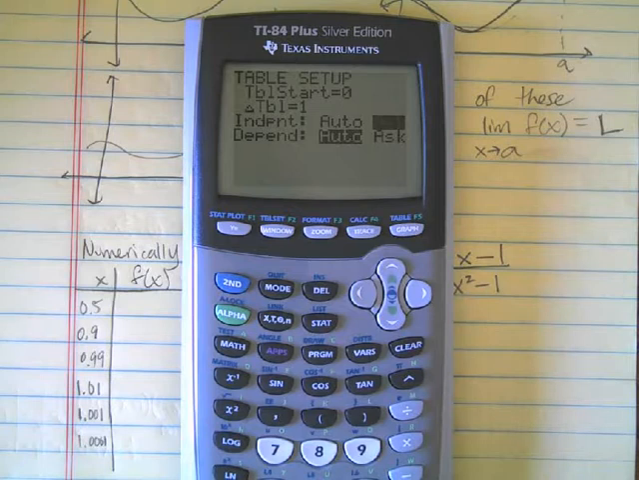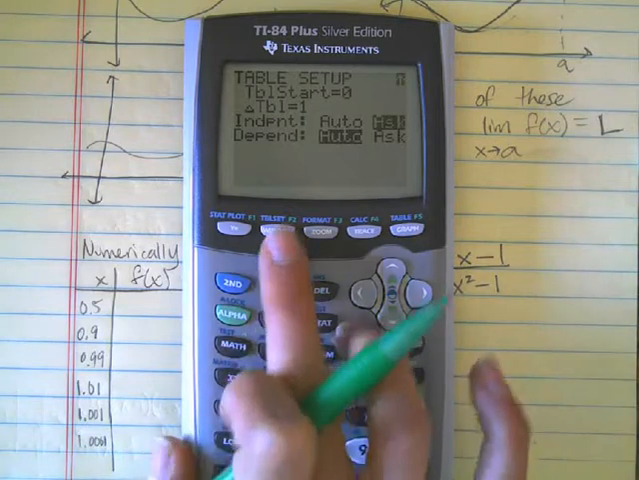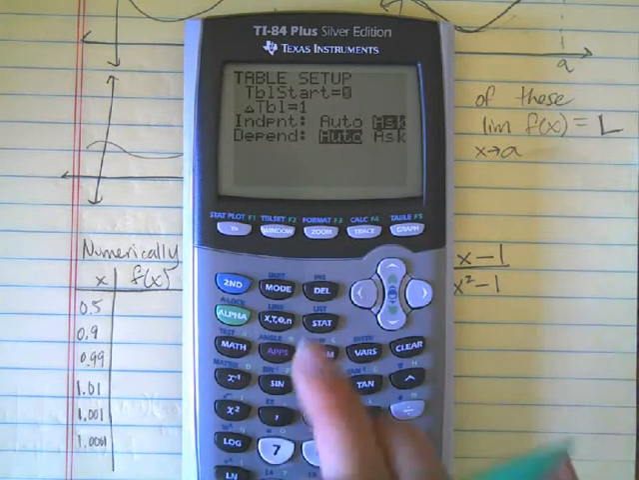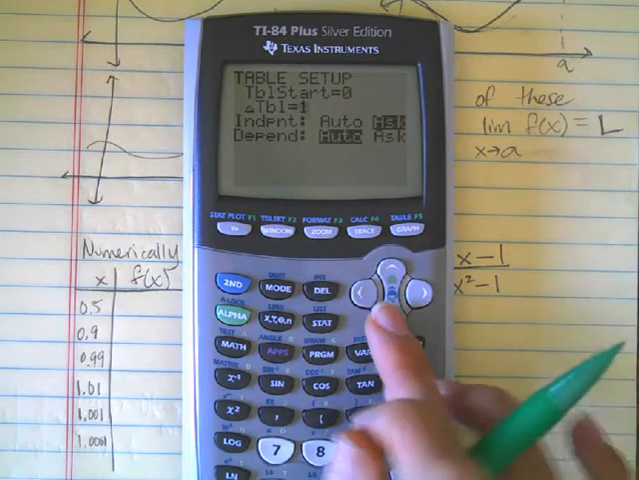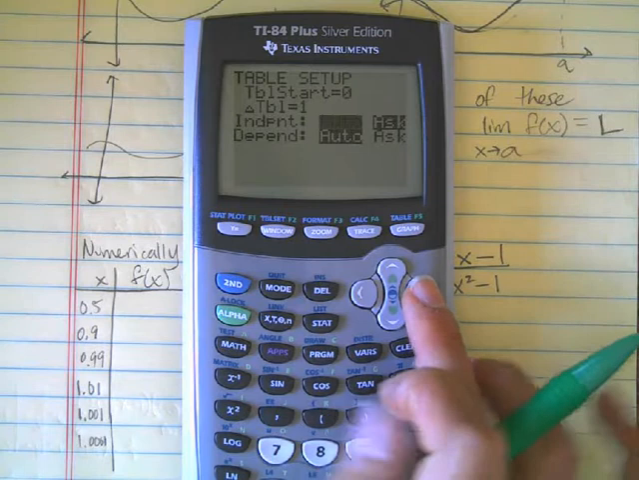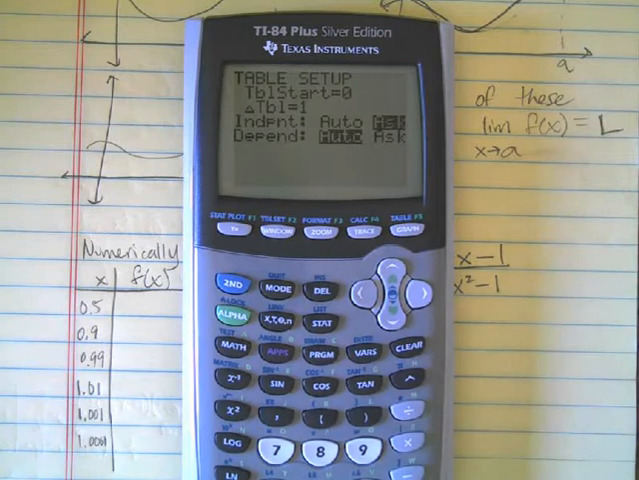Wait. So go second. No, what do we do after? Window. Second window. If it's on auto, change it to ask. On independent, if it says auto, change it to ask. What this enables you to do is to type in the values, so you do not have to put them in each time. So go to ask. This is under second window.